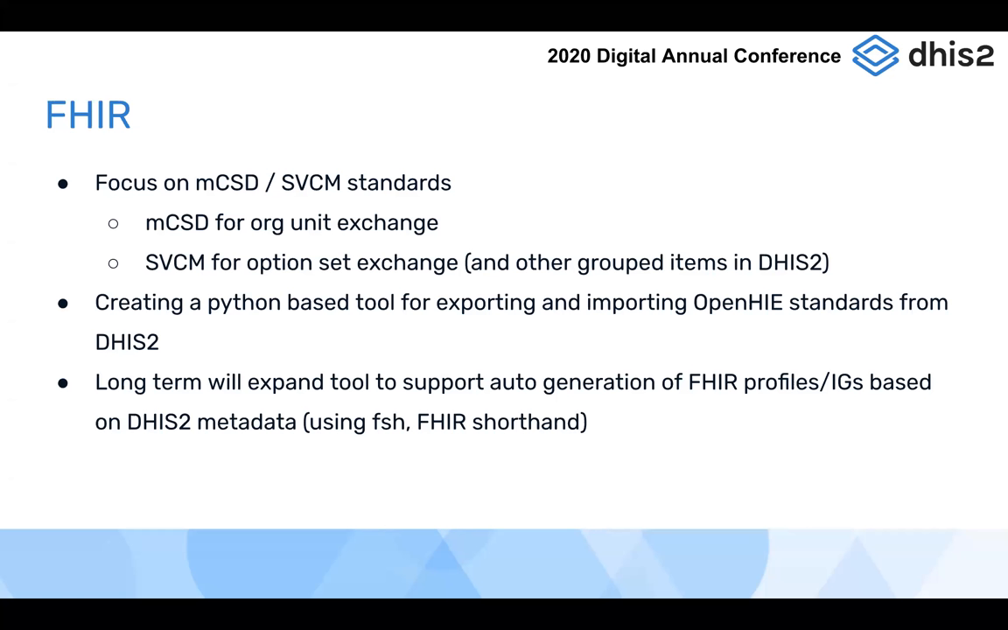And one of those profiles is called mCSD, which is basically taking a couple of resources called Location and Organization and a few others, and allowing us to exchange organization units from DHIS2 into, for example, a HAPI FHIR server, or also taking HAPI FHIR resources from a HAPI FHIR service and putting them into DHIS2 using a common format. And then SVCM is the same when it comes to option sets or any kind of grouped items or code lists. It doesn't have to be option sets necessarily. It can also be categories, category options, even organization unit groups and group sets that could also be a code list. So any kind of code list really that we want to get out of DHIS2 and exchange with a different system.